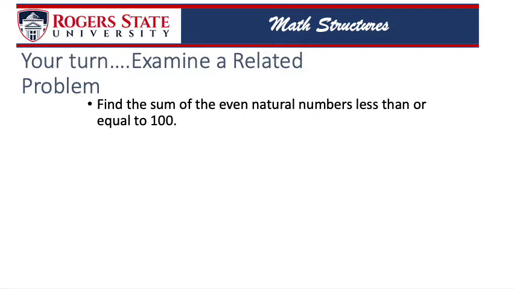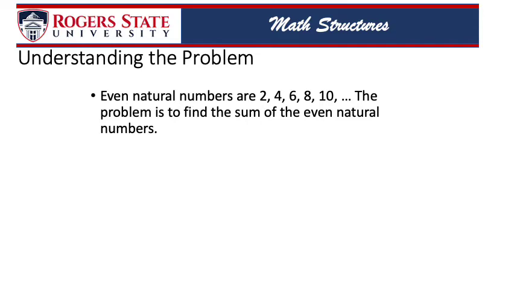Okay, let's make sure we understand this. Even numbers, I think you all know, are 2, 4, 6, 8, 10, and so on. And we want the 2, 4, 6, 8, 10, and so on to end with the last number being 100, less than or equal to 100. Fair enough? Okay, so find the sum of all these even natural numbers up to 100.